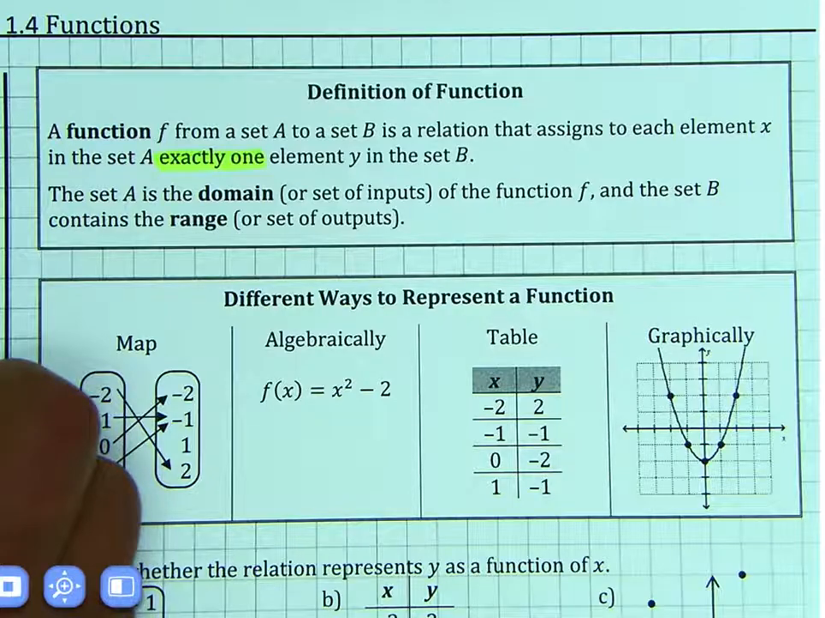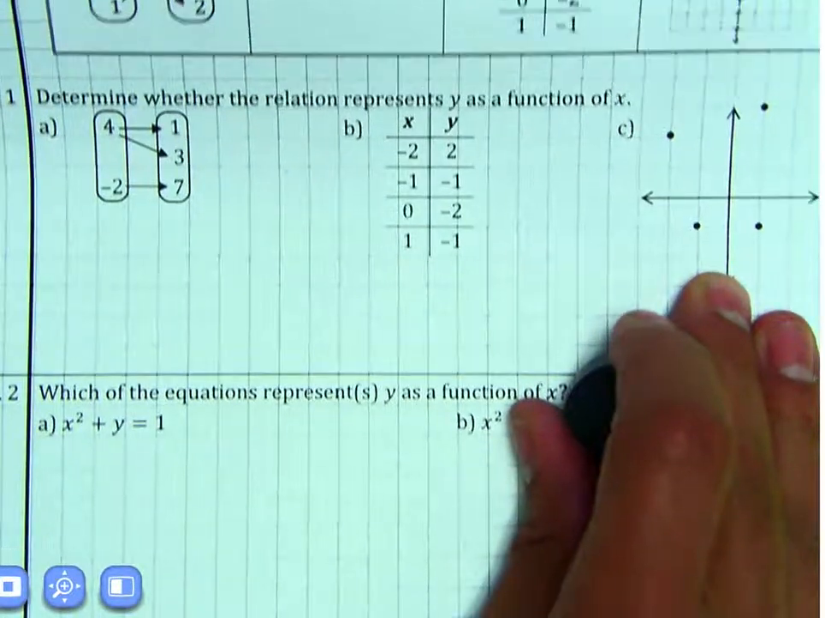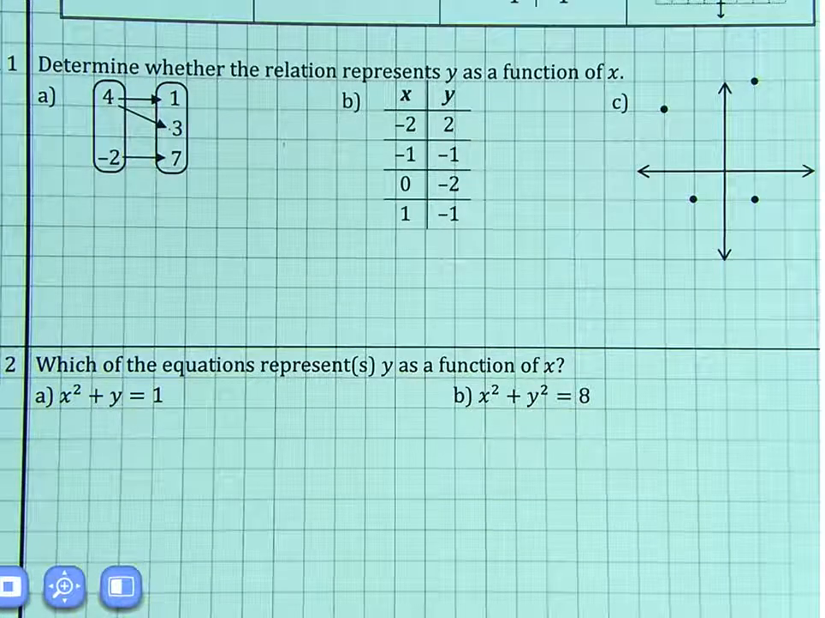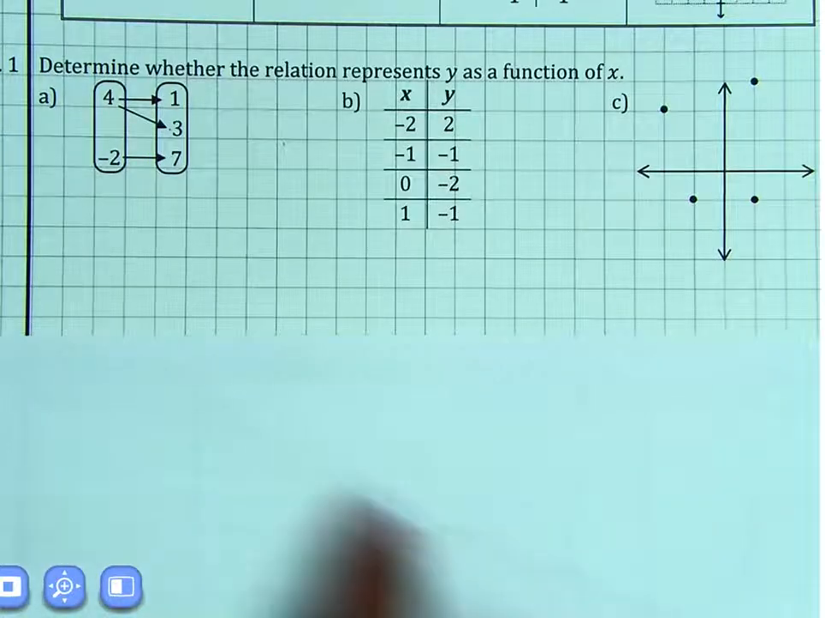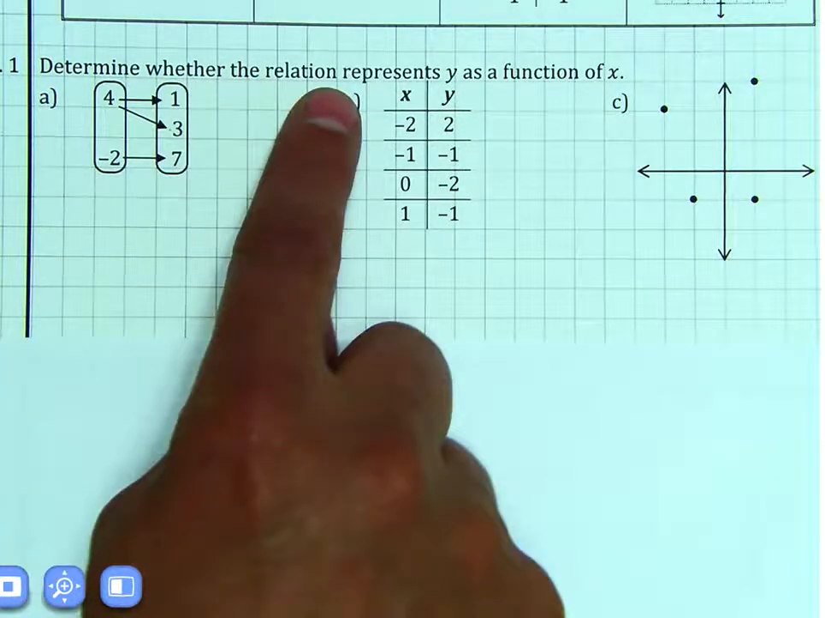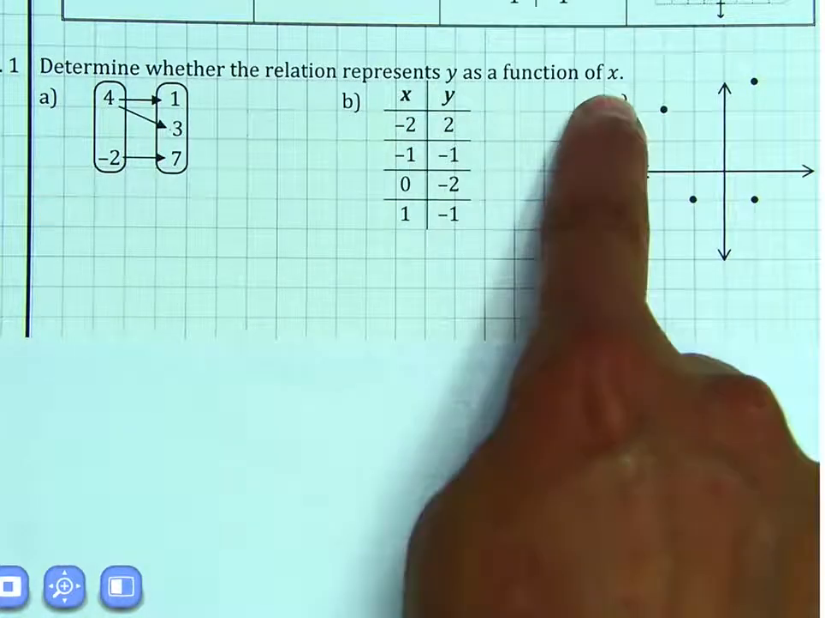So let's go through example number 1. And remember that you can pause the presentation at any time. I know you need time to be able to copy things down, so go ahead and pause it if you need to. It says determine whether the relation represents y as a function of x.